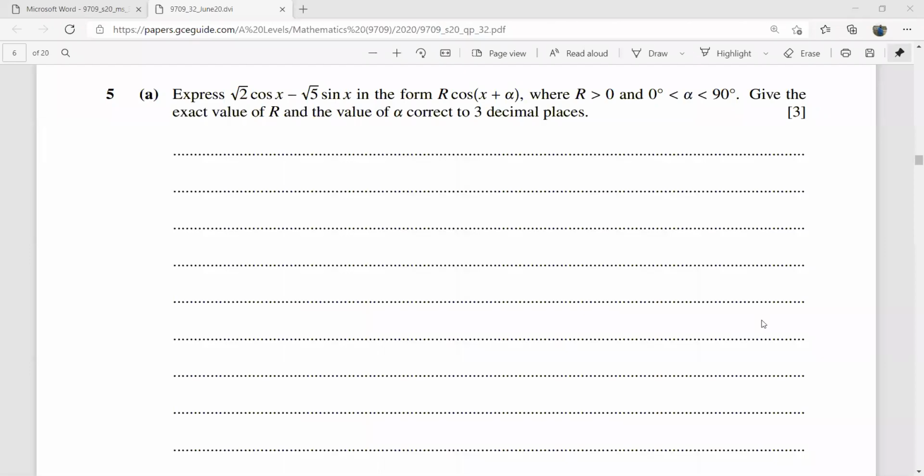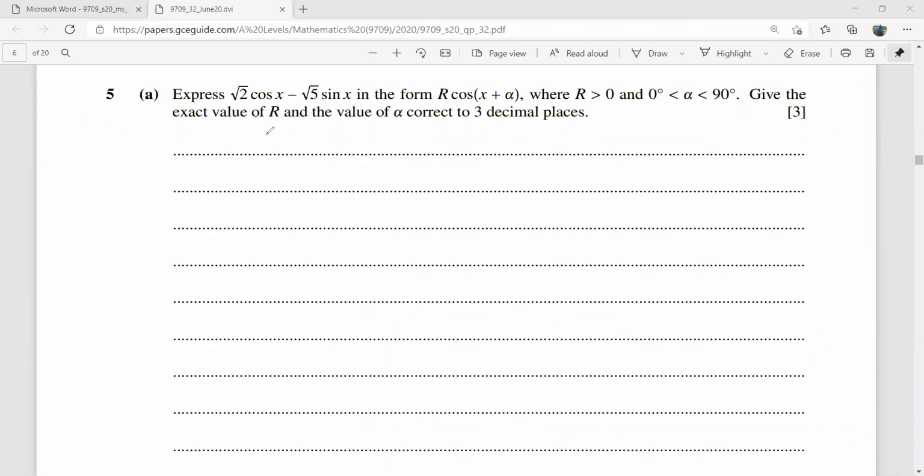Okay, Bismillahirrahmanirrahim. We resume this paper from the fifth question. This is June 2020 and paper 3-2. So please, you must give it a try first and then I follow you people. So you must have tried this.